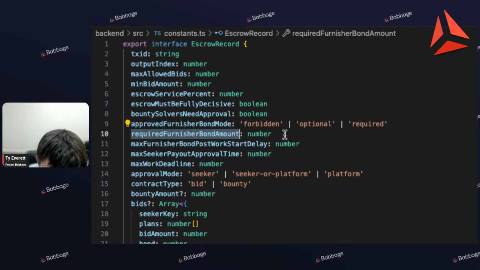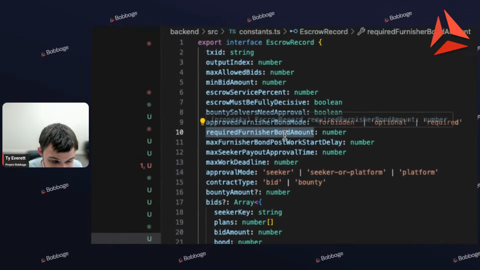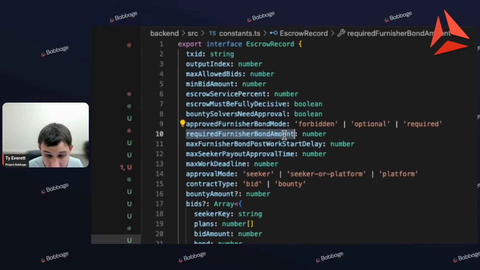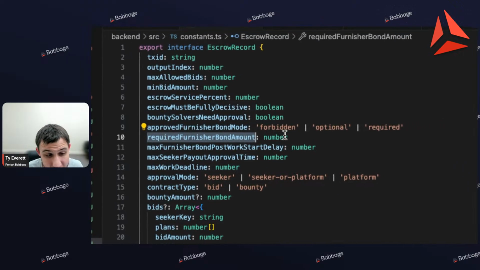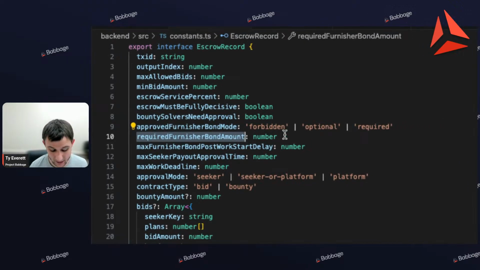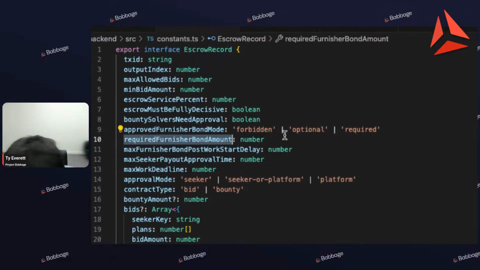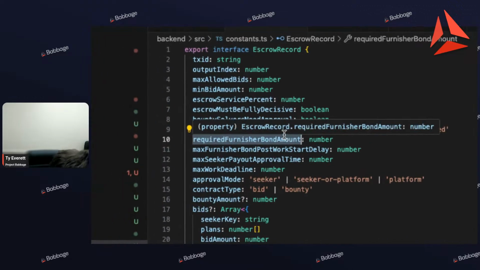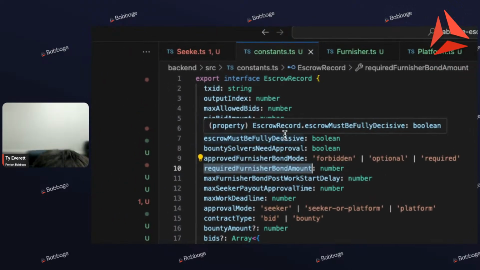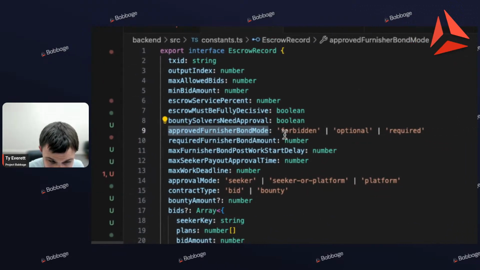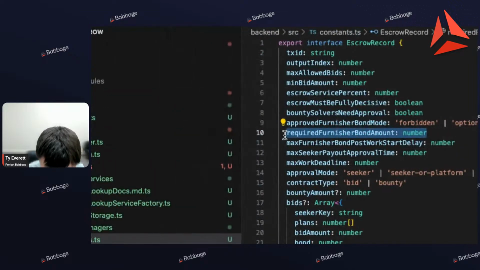This value applies both to whether the contract is an open-ended bond type contract where somebody could claim it at any time without approval, and they would need to post a bond of this amount, or whether in required mode for the furnisher bond, the amount would be controlled by this value in that case.